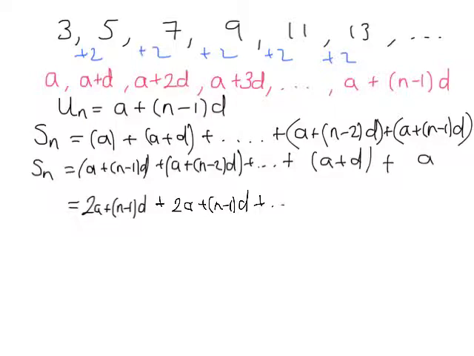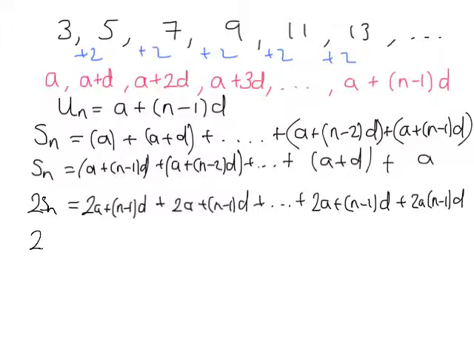And this actually happens for every term. We're going to get the same when we add these two terms together. We're going to end up with 2a plus n minus 1 times d. And the same for the last term. And on the left hand side, we've added together Sn and Sn, so we've got 2 times the sum to n terms.